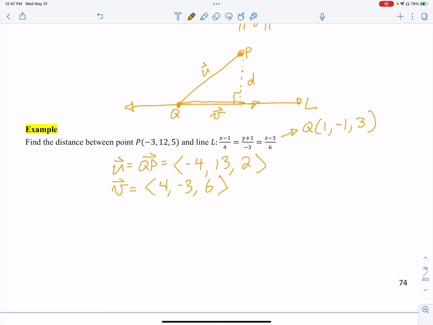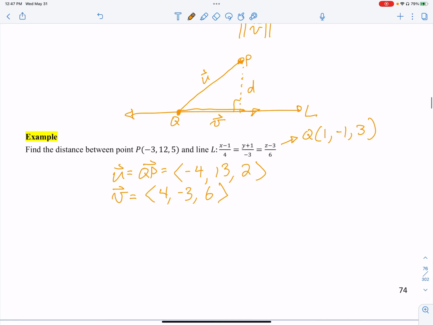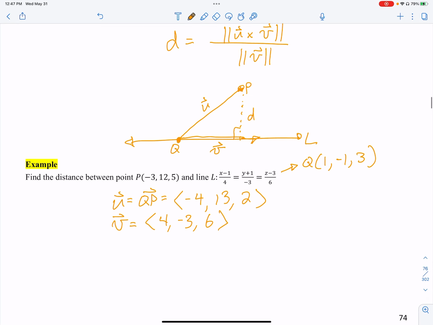Right? And then the distance is, if I look at my formula right above, I need the cross product magnitude. I also need the magnitude of v. So let's do the magnitude of v first. That's easier. The magnitude of v is going to be, I'll use my calculator, feeling lazy, the square root of 61. Okay, now I need to cross them.